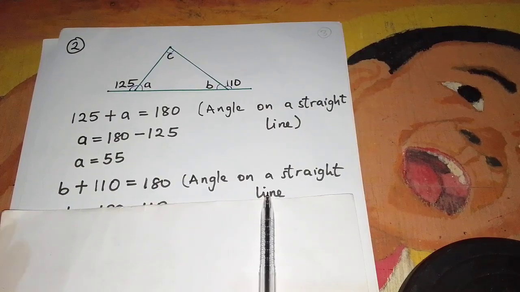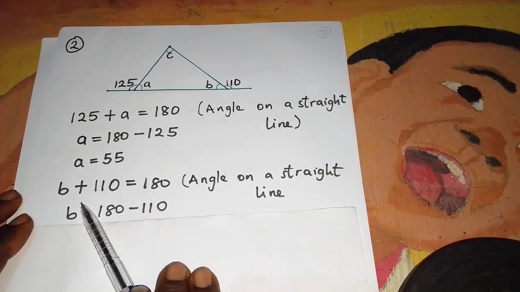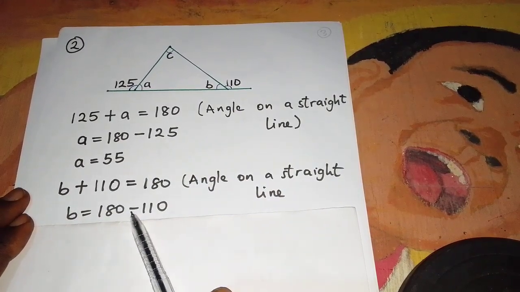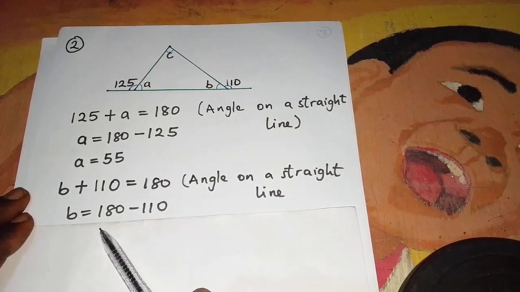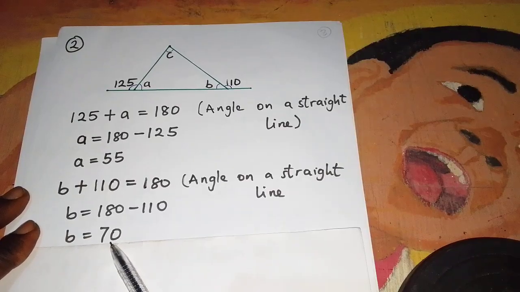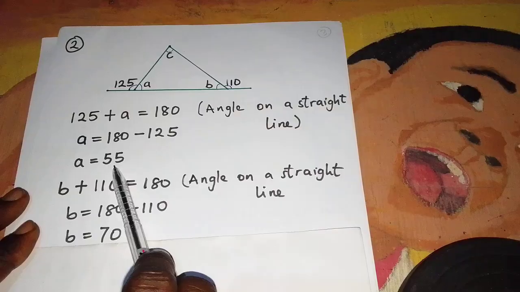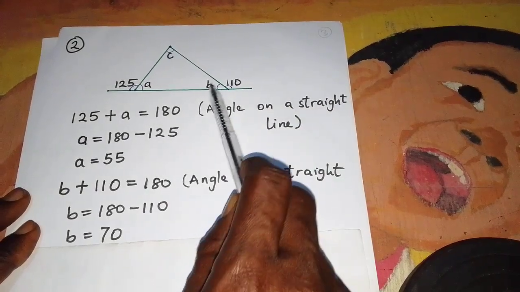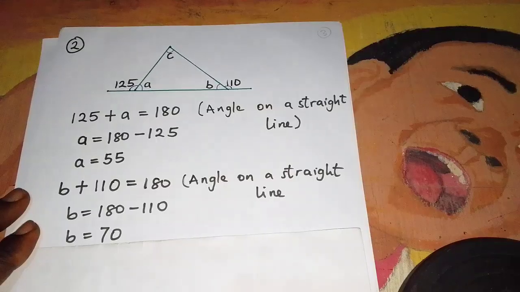Now, whenever 110 crosses the equality sign, it will now turn to minus 110. 180 minus 110 will give you 70 degrees. So we have been able to get A to be 55. We are able to get B to be 70. Then how can we get C?